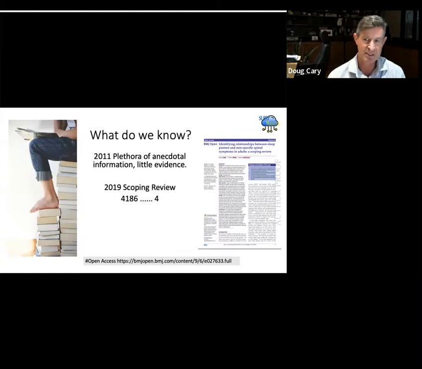So in 2019, we published a scoping review, which looked at this question of what are the relationships between sleep posture, waking spinal symptoms, and sleep quality. And we found about 4,200 articles touching on these subjects. But when we did this standard process of narrowing it down to the specifics, we found that there were only 4 still talking about this.